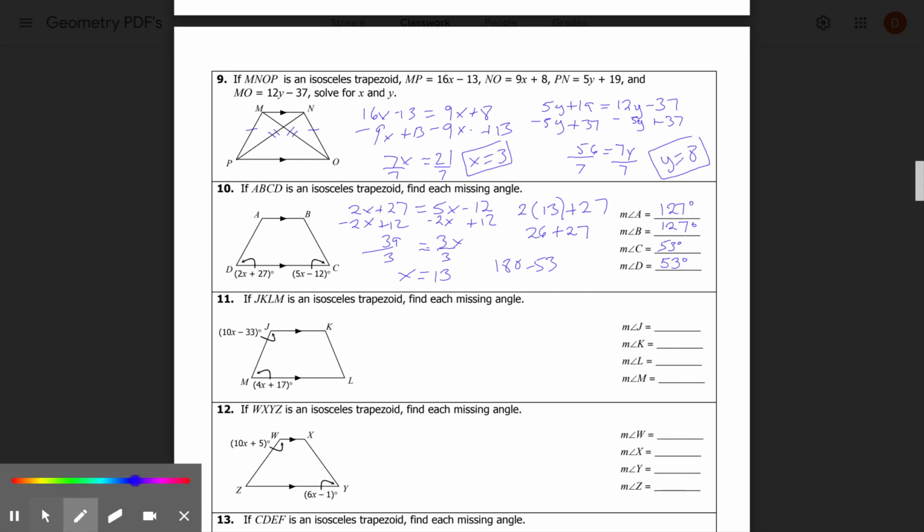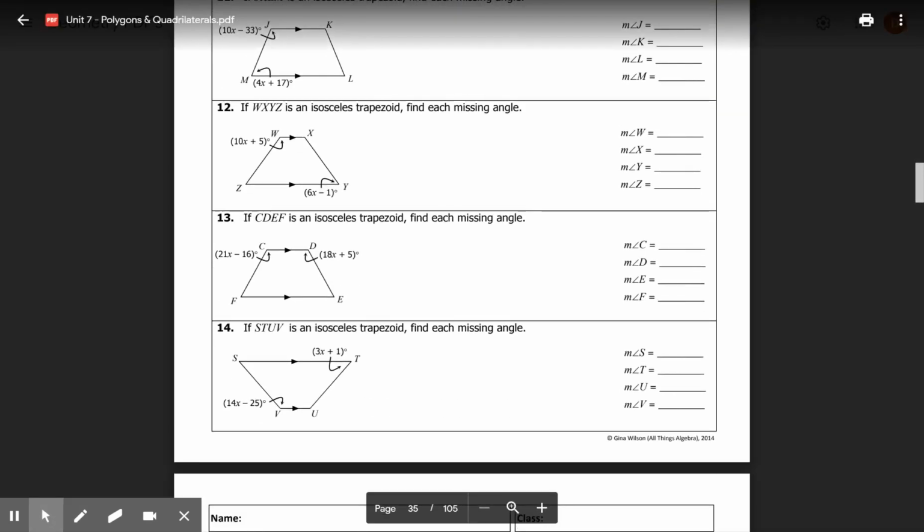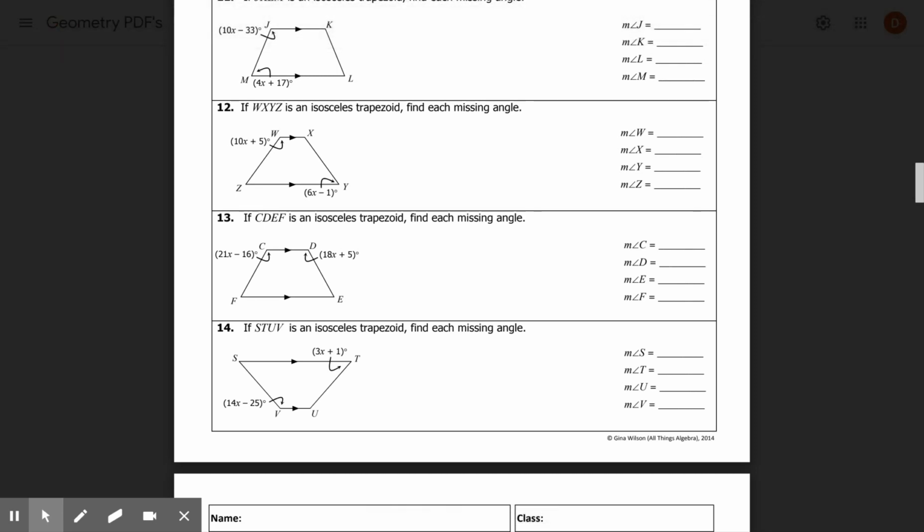Okay, so the rest of these are just like that. And so it should be pretty straightforward. Just remember that in an isosceles trapezoid, you have congruent angles, and you also have congruent legs, and you have congruent diagonals, and that will help you out.